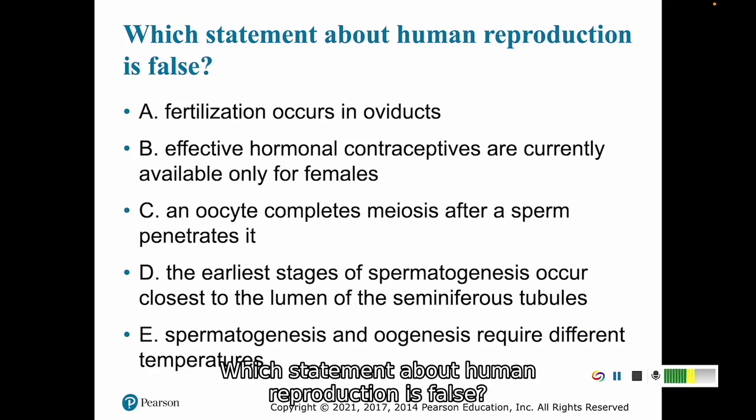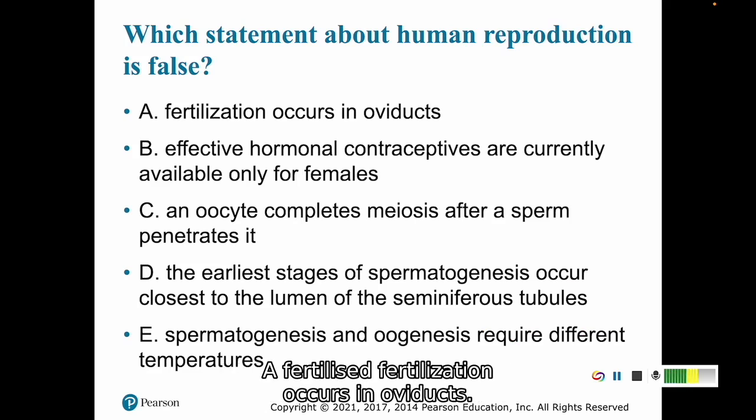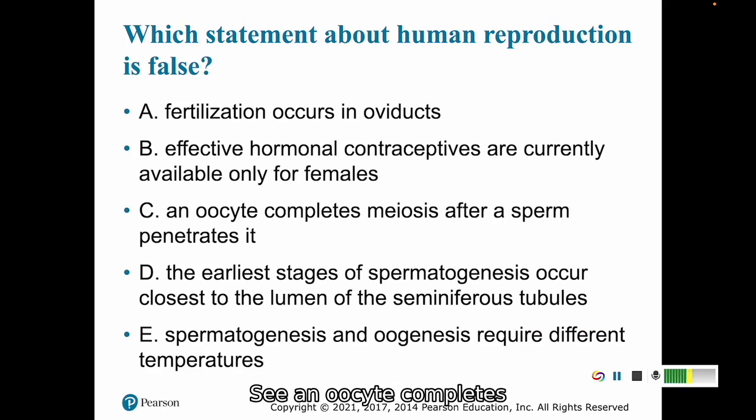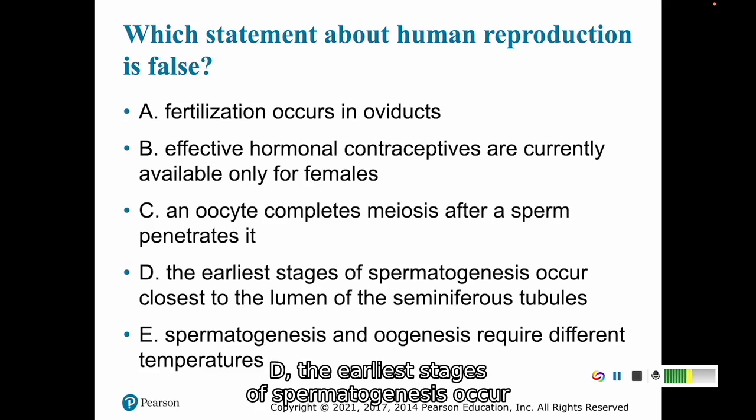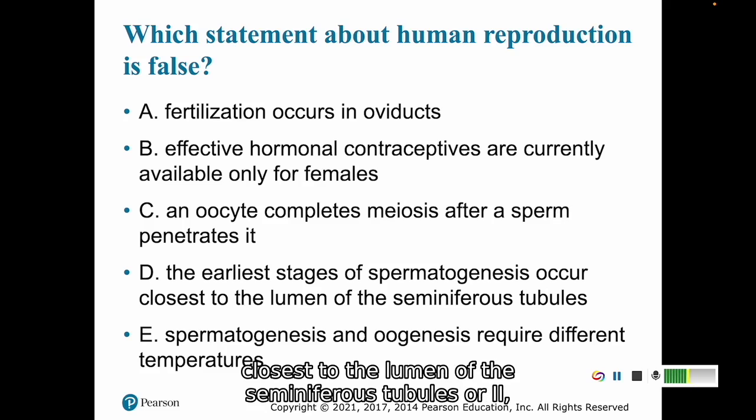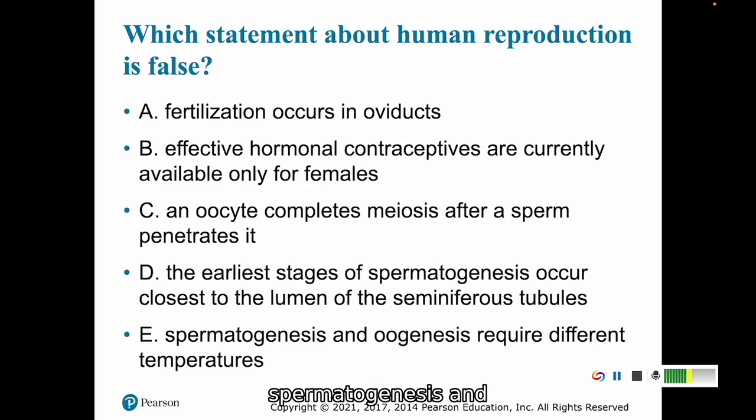Okay, a final question here. Which statement about human reproduction is false? A, fertilization occurs in oviducts. B, effective hormonal contraceptives are currently available only for females. C, an oocyte completes meiosis after a sperm penetrates it. D, the earliest stages of spermatogenesis occur closest to the lumen of the seminiferous tubules. Or E, spermatogenesis and oogenesis require different temperatures.